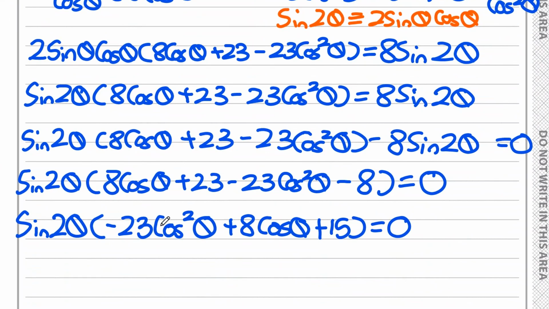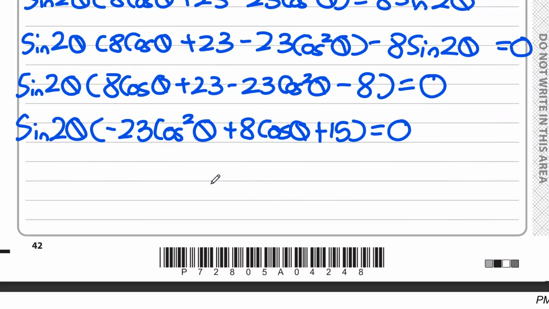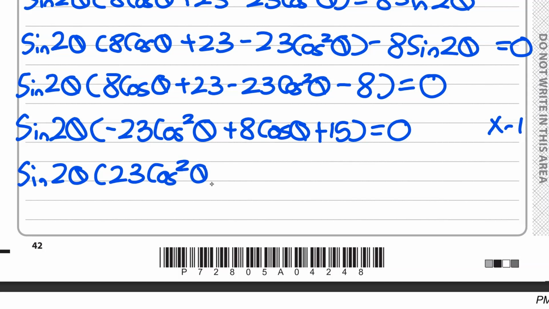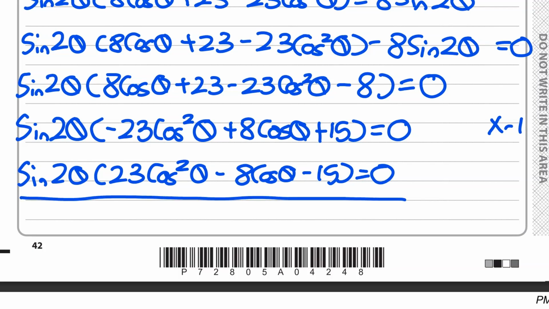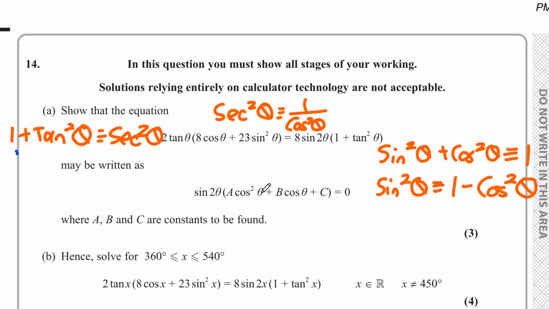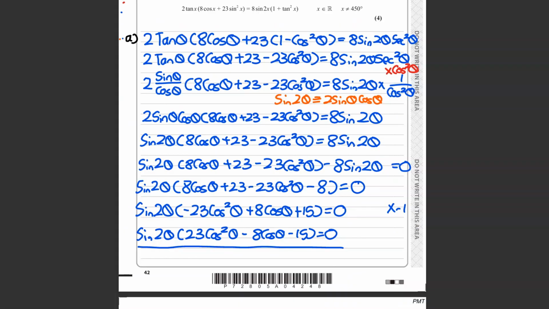As we've got this minus coefficient in front of the cos squared theta, it might be a bit easier to just multiply everything here by minus 1. So we get sin 2 theta, 23 cos squared theta minus 8 cos theta minus 15, and this is equal to 0. And this is a bit easier to work with, but either of these answers are fine. So this here is the final answer, where it's in this format here. This is worth 3 marks. To get the 3 marks, you get 1 mark for getting to this line here, and then you get 2 marks for getting this as the final answer.